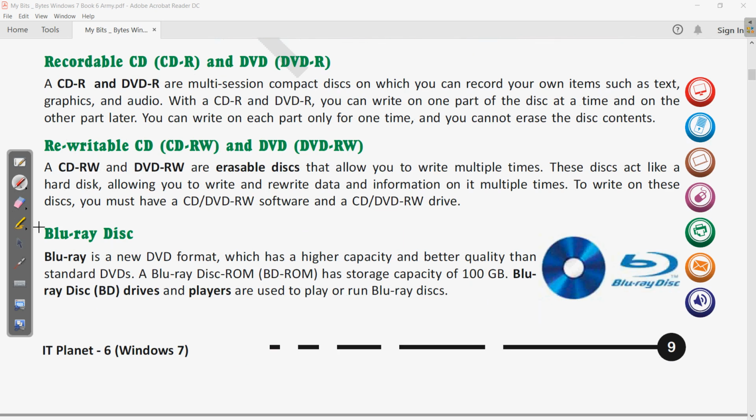In the Blu-ray disc you will write Blu-ray disc or BD only. They have quality higher than the standard DVD, and their storage capacity is around 100 GB. Clear? So I hope now you will write the optical disc and their three types: CD-ROM, DVD-ROM and Blu-ray disc. So easy. You can write in the copy also with the names, full forms and their storage space.